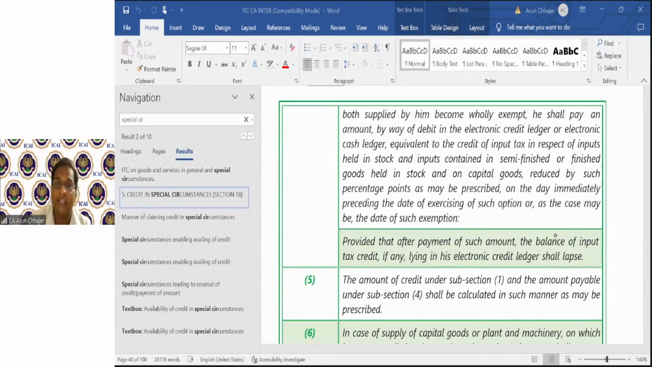Why does he have to pay? Again, go back to section 18 subsection 4. He shall pay by way of debit in the electronic credit or cash ledger. In the second portion, the balance is only 1 lakh. How much does he have to pay? 1,11,840. So whatever the shortage is, he has to pay from the cash ledger. Is it okay?